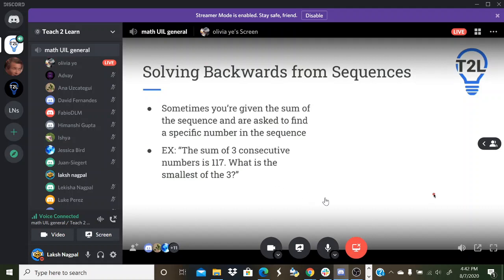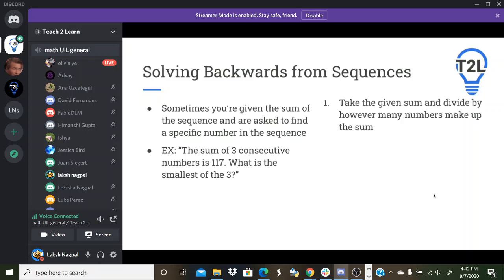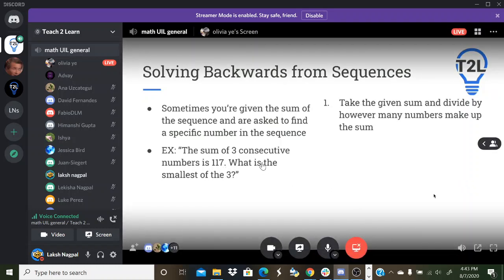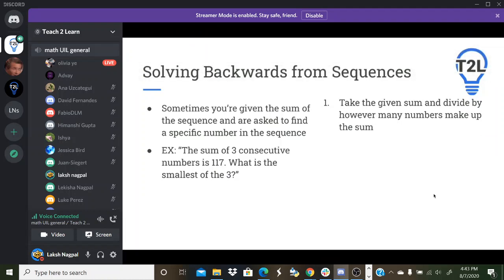Okay. Yeah, so this could look like, for example, the sum of three consecutive numbers is 117. What is the smallest of the three? So basically, it gave you the sum to be 117, and it's asking you what's the first number, or the smallest number. To do that, you first want to take the sum they give you and divide it by however many numbers there are. So in this case, the sum is 117, and there are three total numbers. So you would divide 117 by 3, and that would give you 39. Whenever you do that, that'll basically give you the middle number of the sequence. So 39 in this case would be the middle number.